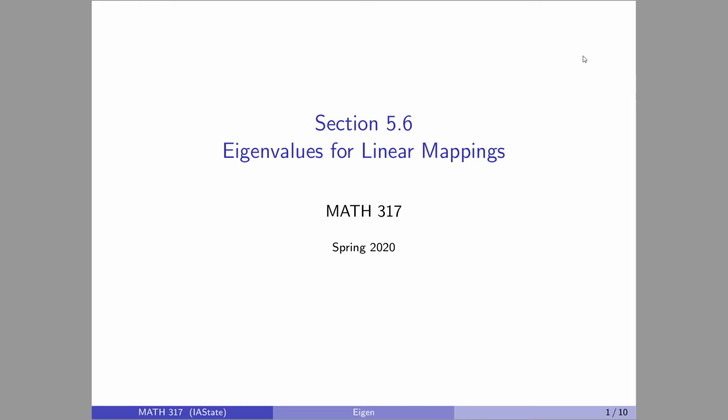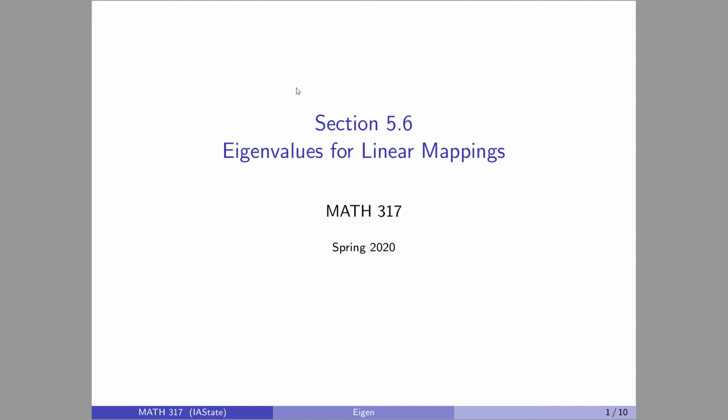Alright, so we're going to wrap up Chapter 5. And again, you may notice that the title I am using is different from the title of our book, because I feel like they mislabeled this section, because really it's about eigenvalues and eigenvectors associated with linear mappings. So that's what we're primarily going to talk about.